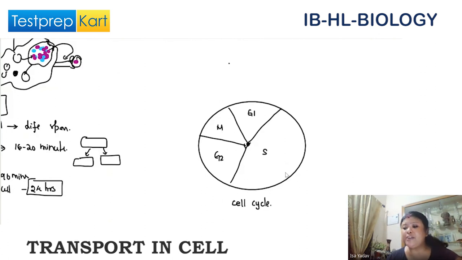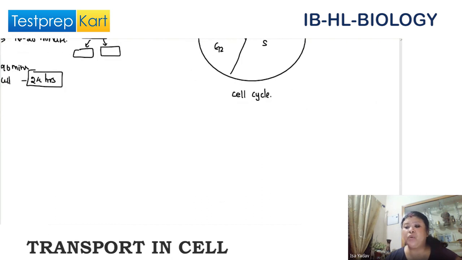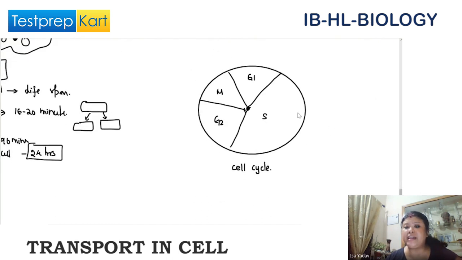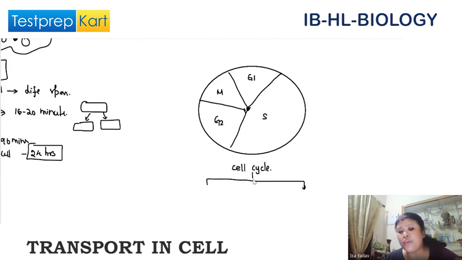Whenever I'm talking about the cell cycle of a cell, the cell cycle is divided basically into two phases. The first phase is called interphase. The next is called M phase. The M phase can be mitotic or it can be meiotic.